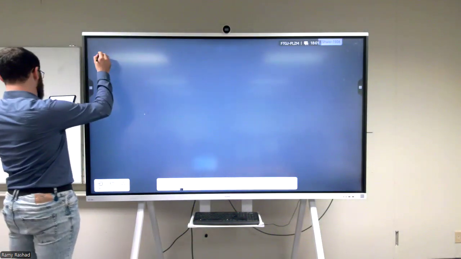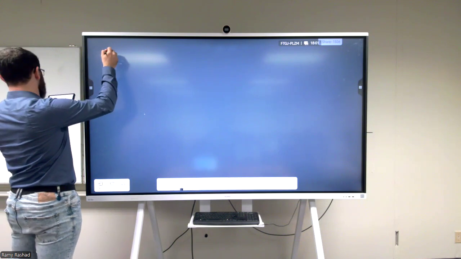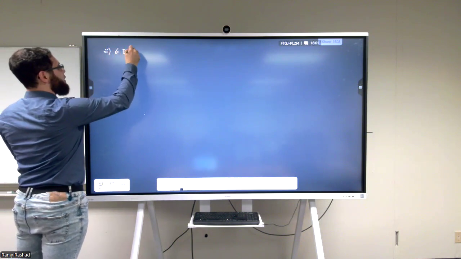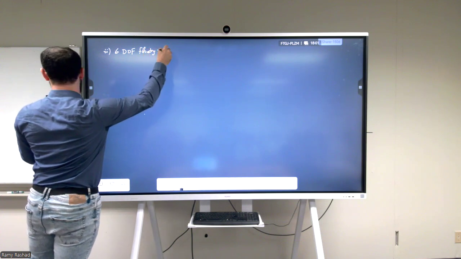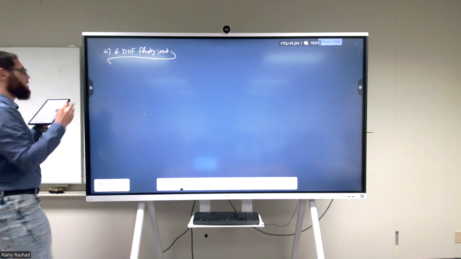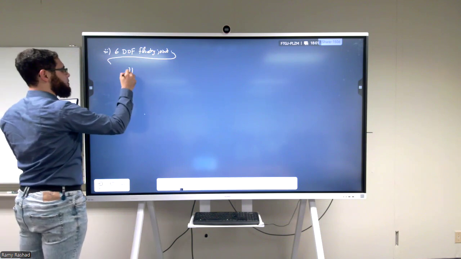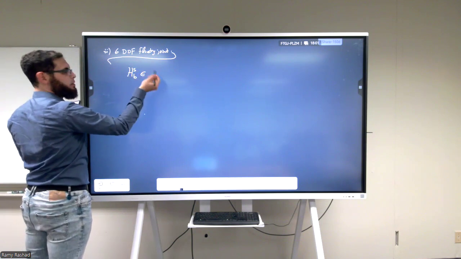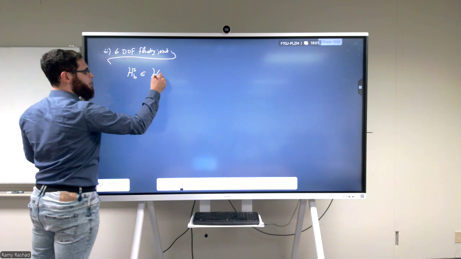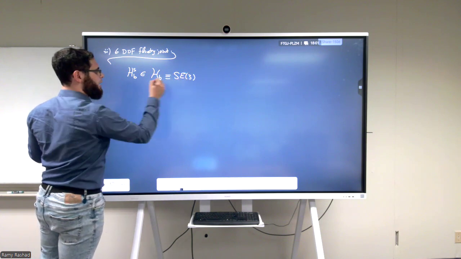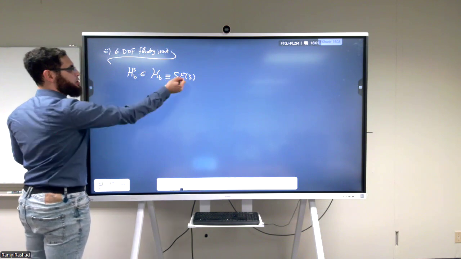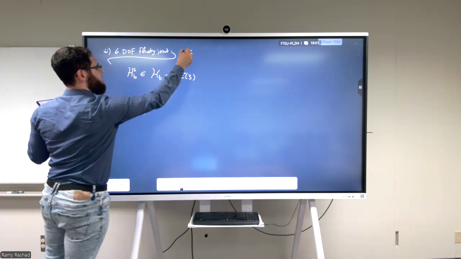Let's look at the planar joint. Let's first look at the 6 degree of freedom floating joint. So H_B with respect to S lives where? In SE3. The dimension of this is 6, and the dimension of that is 6. So B here is equal to 6.